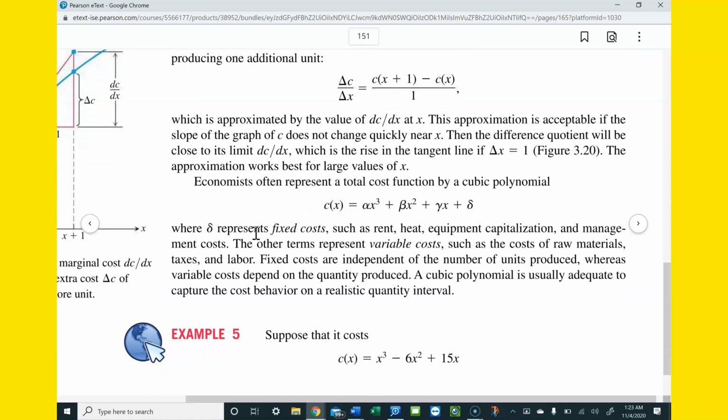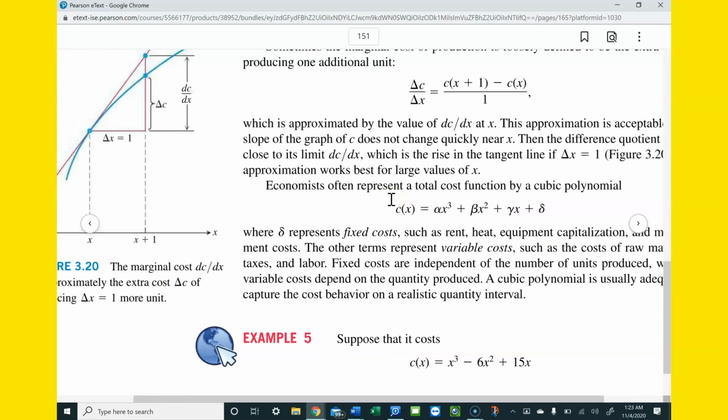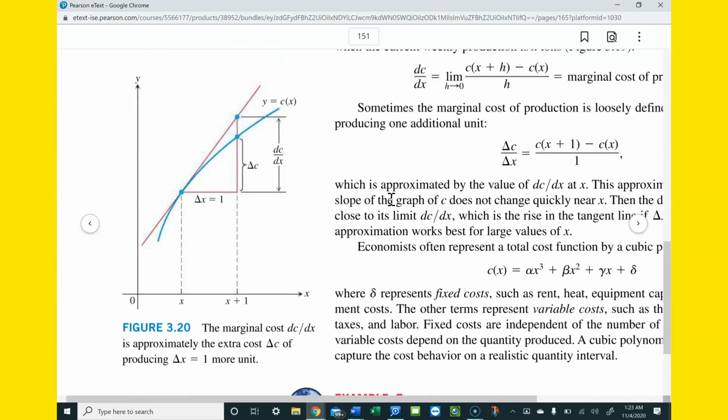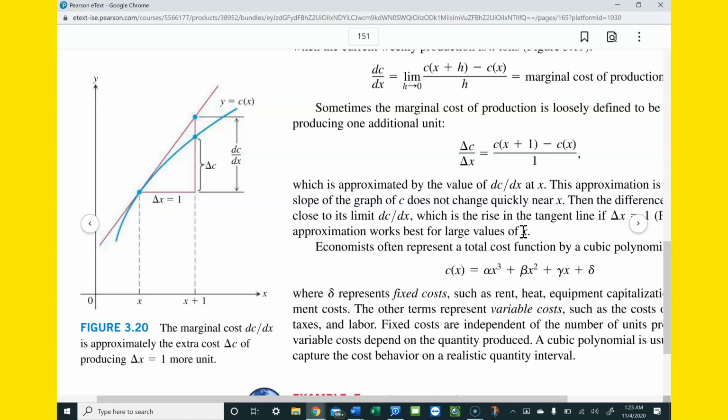Economists often represent a total cost function by a cubic polynomial. So you've got this cubic, alpha x cubed plus beta x squared plus gamma x plus delta. So let's look, just to get a picture. This is the cost of producing, marginal cost to produce one extra unit. And the slope of that tangent line, again, gives you the rate of change, or in other words, the marginal cost for producing one additional unit.